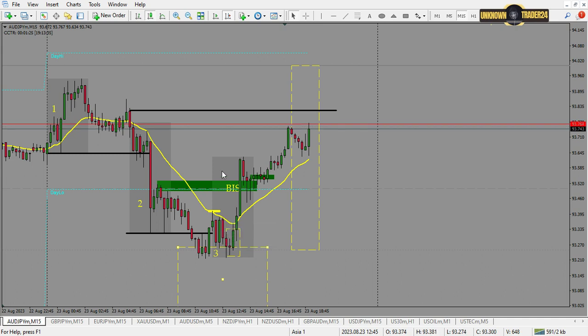If you don't understand break in structure, I'll put a link in the description because it's important. Once they break structure on the inside, they show that momentum toward the upside is strong. That's why even now you see the move is still going up.